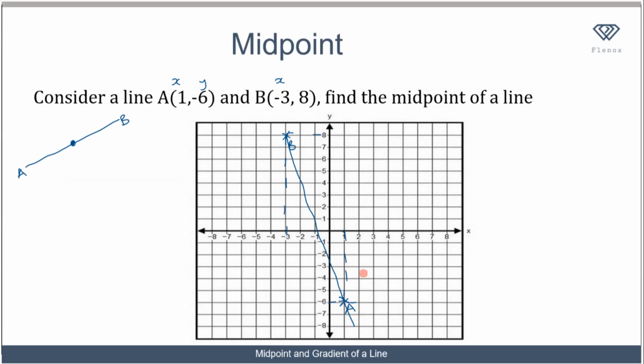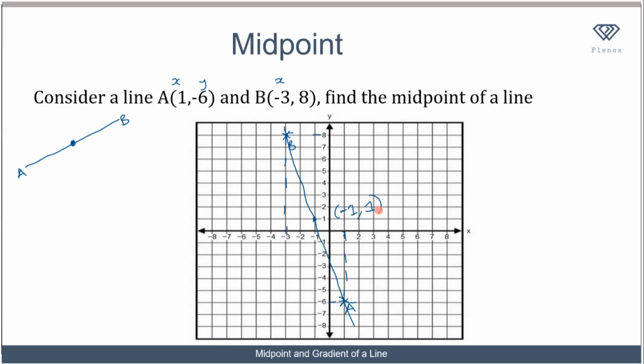Now if you look at this line carefully, you see that the midway between point A and point B is at this point over here. And at this point over here, what is the coordinate of my x? My x value is minus 1. And what is my y value? My y value here is 1. So the coordinates at this point is minus 1, 1. So how do we find this with the use of the formula?